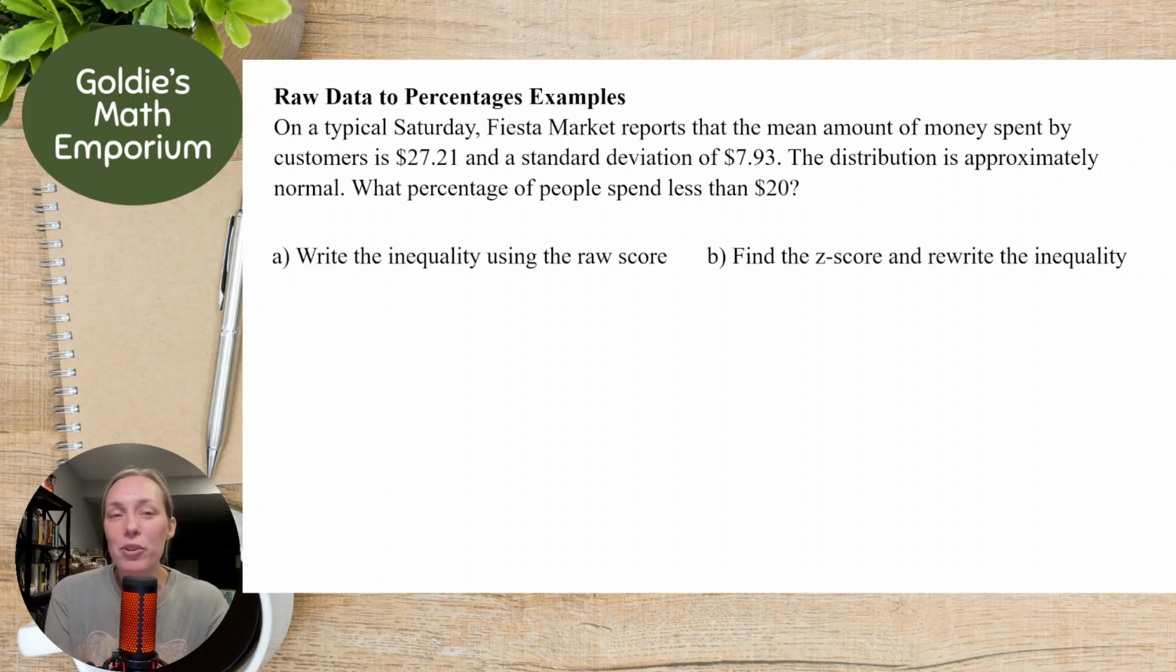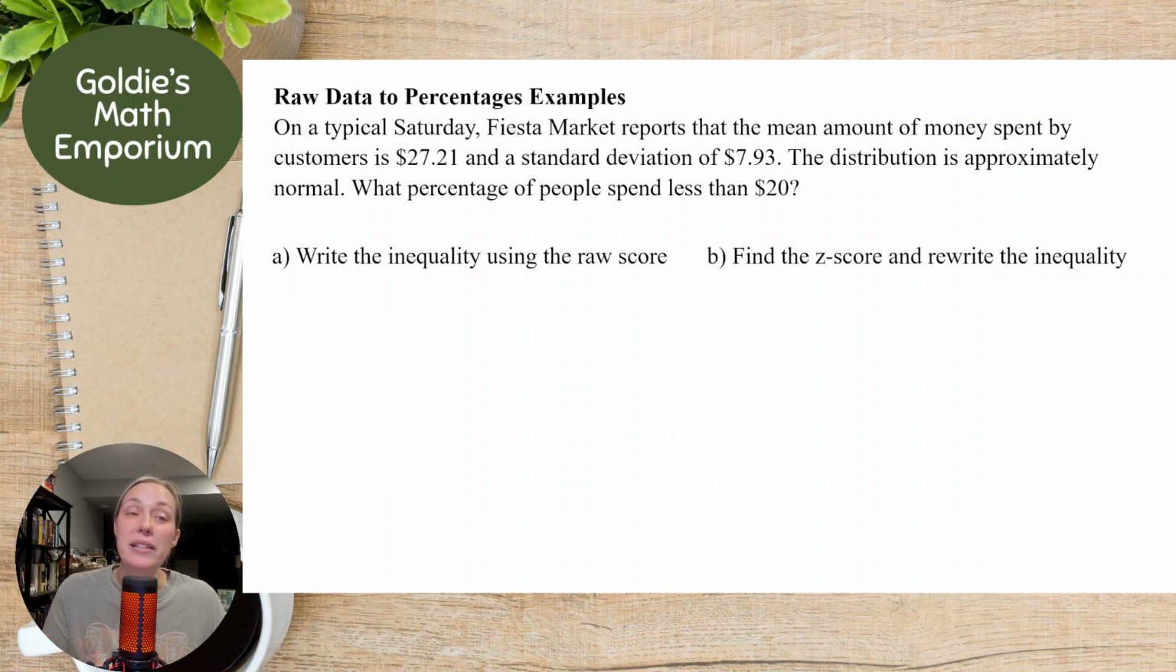So let's say on a typical Saturday, Fiesta Market, our market here in town, reports that the mean amount of money spent by customers is $27.21, with a standard deviation of $7.93. We know that the distribution is approximately normal. What percent of people spend less than $20 at Fiesta Market? So this is the type of question we are going to be able to answer.